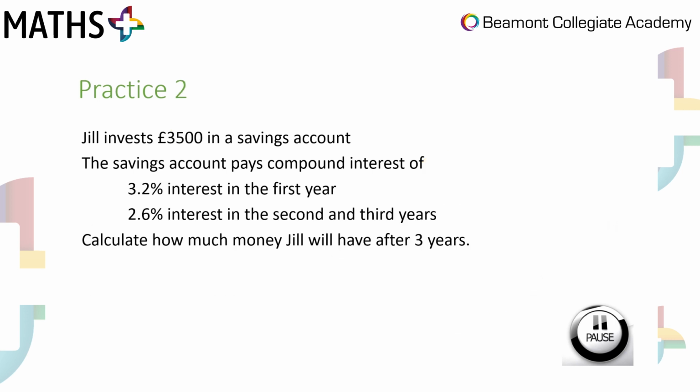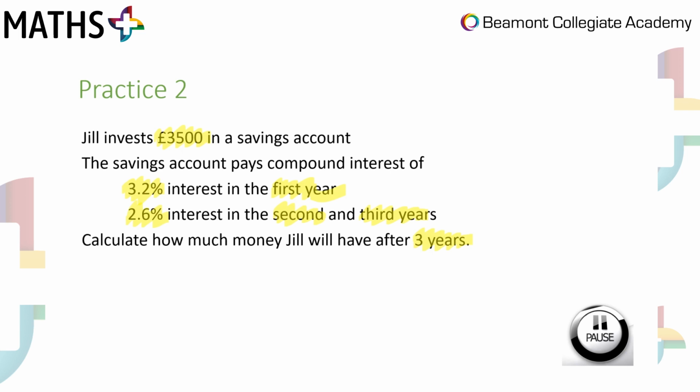Right, second question. This time Jill invests £3,500 in a savings account. The savings account pays compound interest of 3.2% in the first year and 2.6% in the second and the third years. Calculate how much money Jill will have after 3 years. So we've got a slightly different situation now where Jill is getting different interest in the first year and then the second and third years.